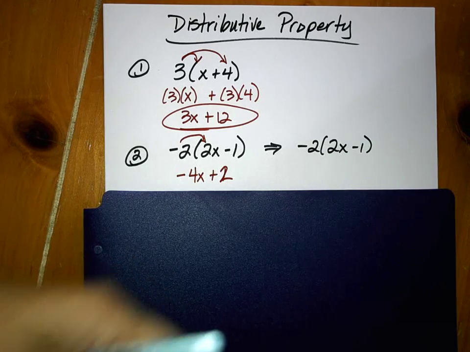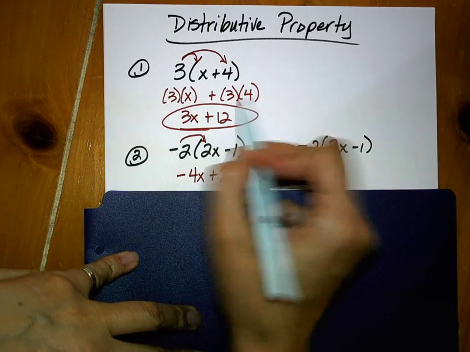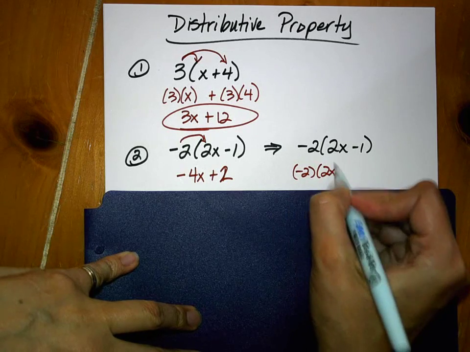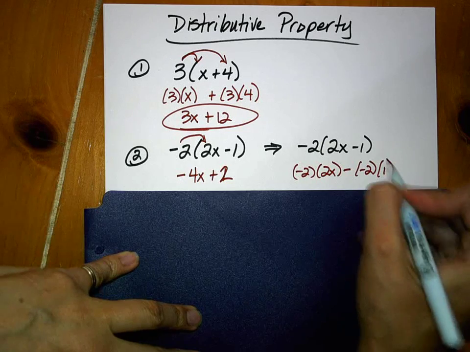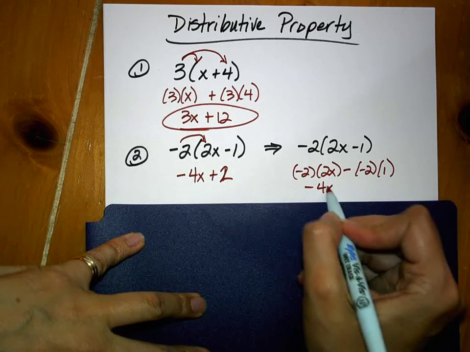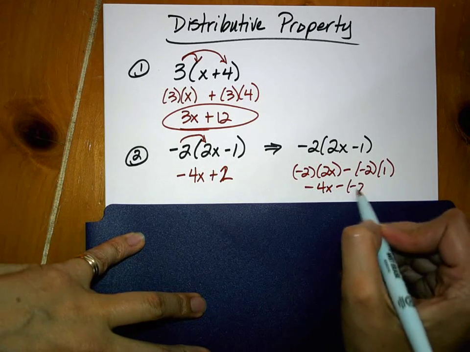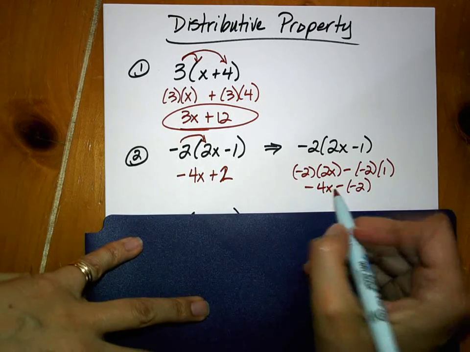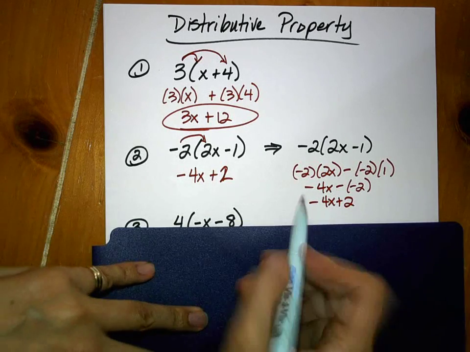Similar to what I did up top on number 1, I'm going to break it into its terms. So I've got a negative 2 times a 2x minus, now I have a negative 2 times a 1. Negative 2 times 2x is negative 4x minus, and now I have a negative 2 times a 1, negative 2. But this double negative right here turns into a positive, and your final answer is negative 4x plus 2. Same thing that I had right there.